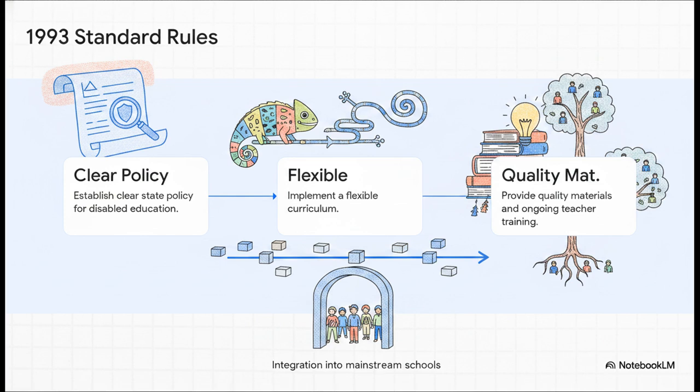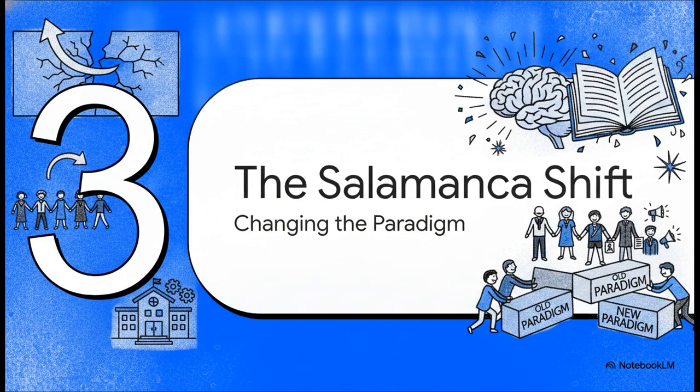The Standard Rules firmly insisted that integration into mainstream schools shouldn't be seen as a cheap option. You couldn't just drop a child with a disability into a mainstream classroom with zero support and call it a day. It required real, serious structural investment. Which brings us to Section 3, the Salamanca shift, changing the educational paradigm.